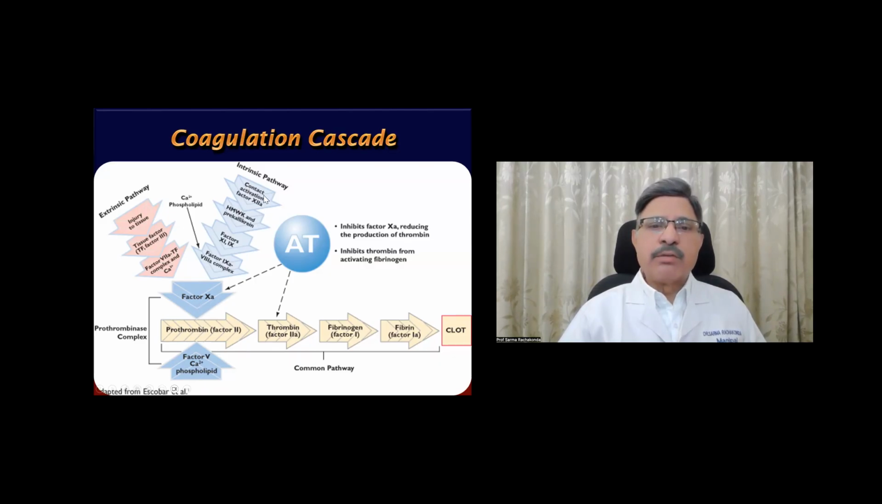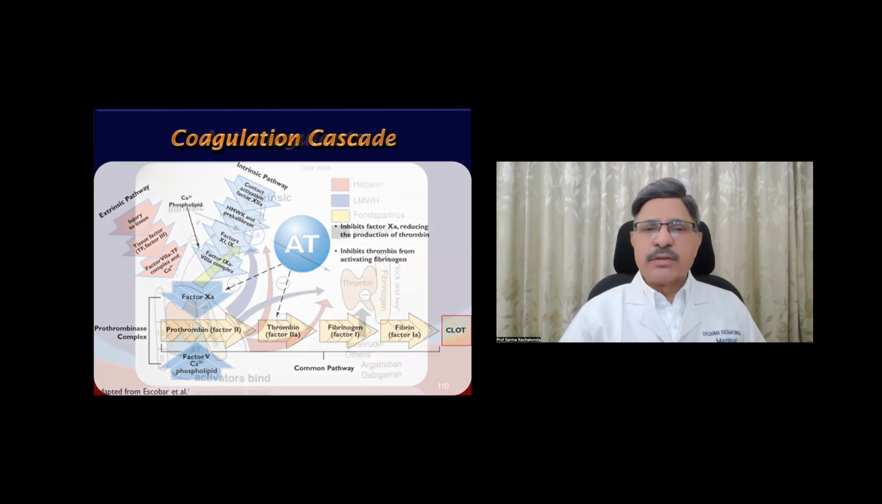By the activation of 12A, then HMWK, prekallikrein, and then factors 9 and 11, and then factor 9A with the 8 complex will form. This is the intrinsic pathway. In the extrinsic pathway, injury to the tissue releases tissue factor: 7A plus tissue factor and calcium, and it is shorter. The intrinsic pathway is longer. We have already seen this earlier.